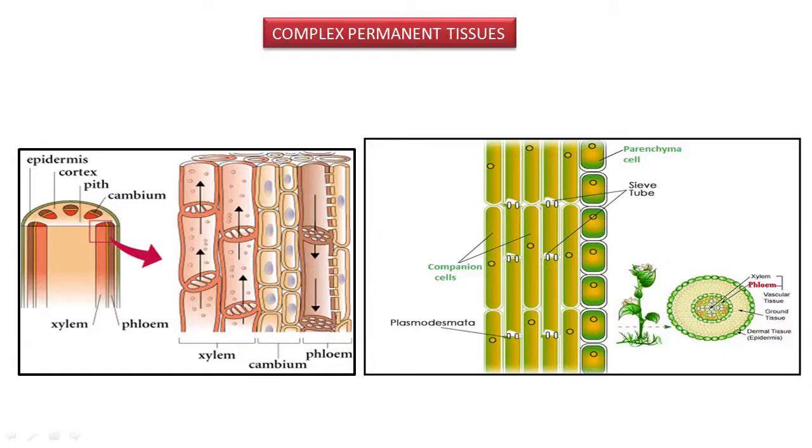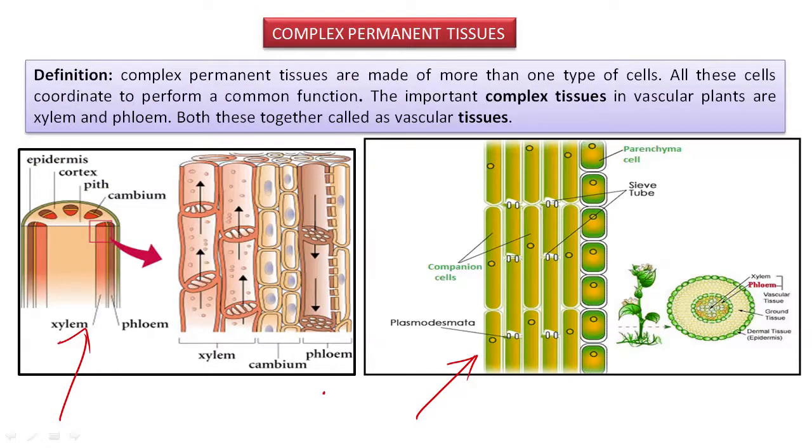Now we come to complex permanent tissue. Complex permanent tissues are xylem and phloem. Xylem helps to take water and minerals from the soil and provide them to the leaves, whereas phloem takes all the food produced by the leaves by the process of photosynthesis and distributes it to different parts of the plant. Complex tissue is made of more than one type of cell, and all these cells coordinate to perform a common function. The important complex tissues in vascular plants are xylem and phloem, and both together are known as vascular tissues.